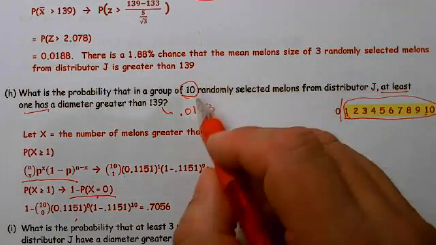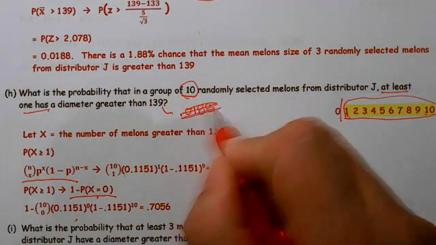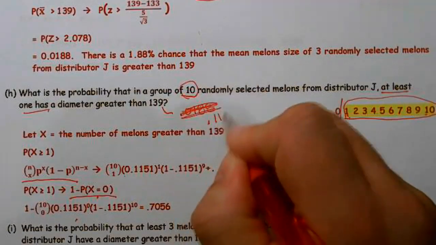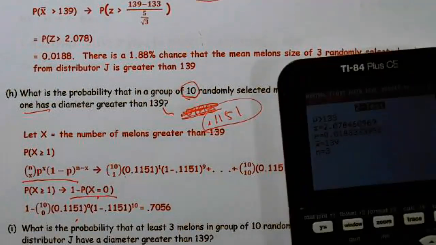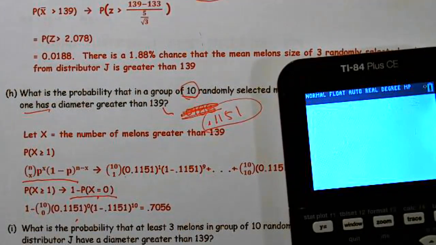I wrote this down wrong. Sorry, this should have been 0.1151 because this comes from the first problem. So that needs to be 0.1151.